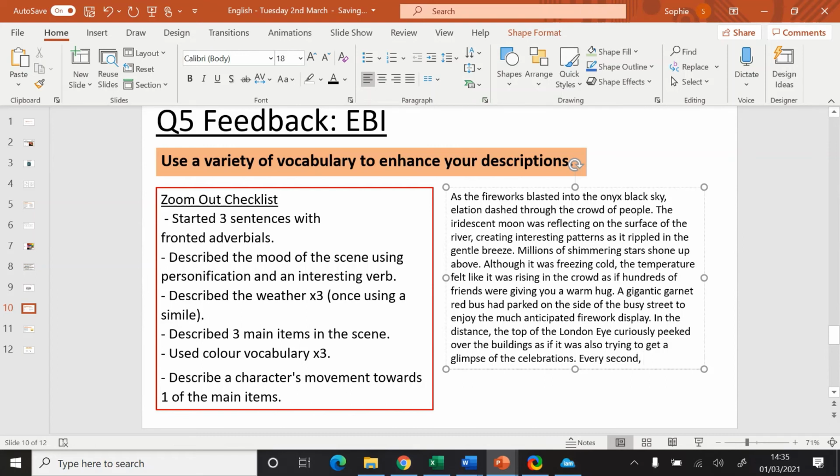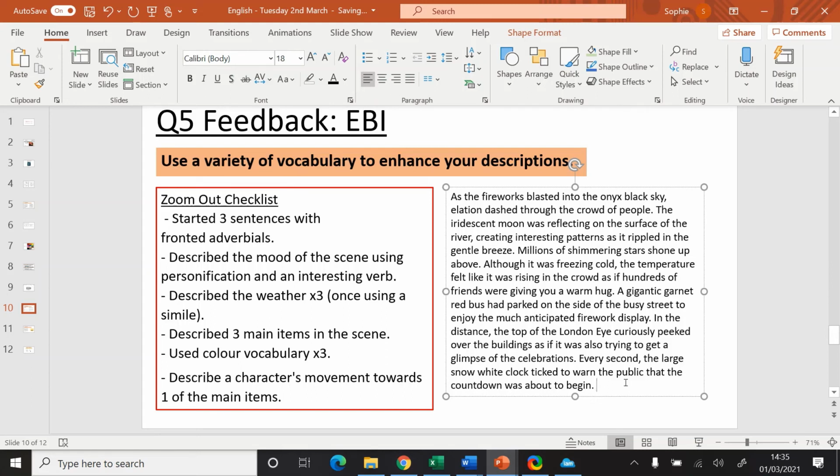Because I'm going to do it in my zoom in, I want to make the description as enhanced as possible here, so I can use that idea later. So I'm going to write: every second the large snow white clock ticked to warn the public that the countdown was about to begin. And my colour vocab there is snow white.